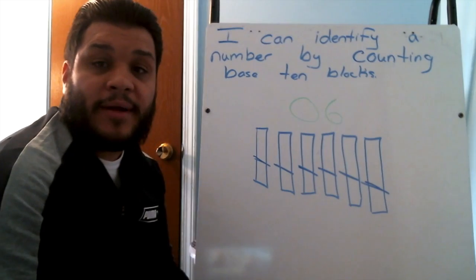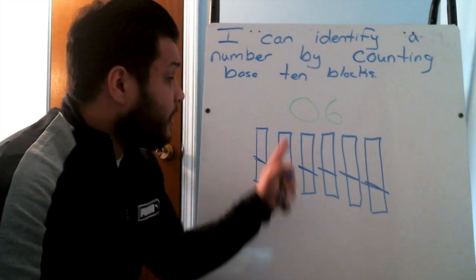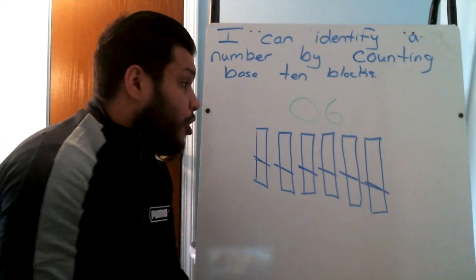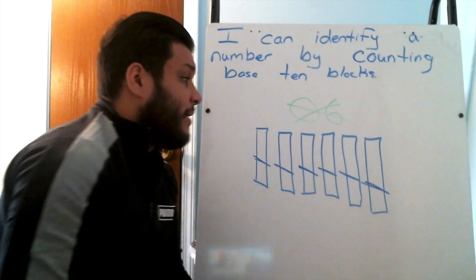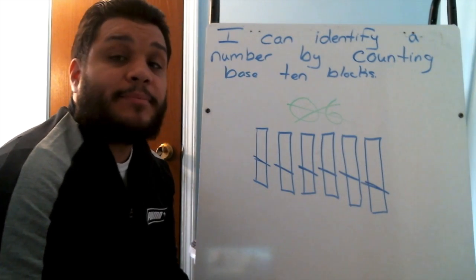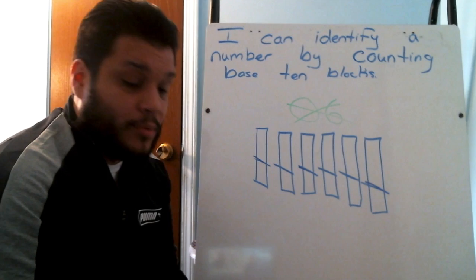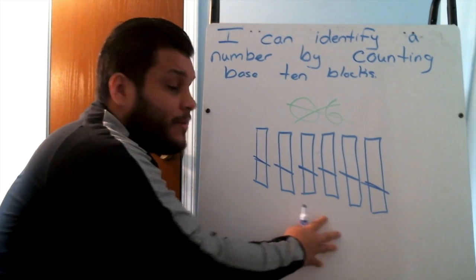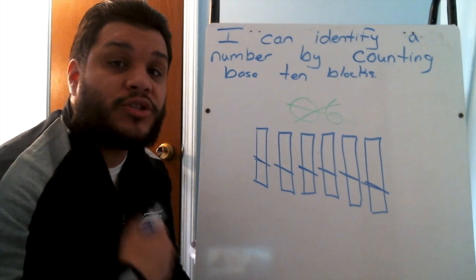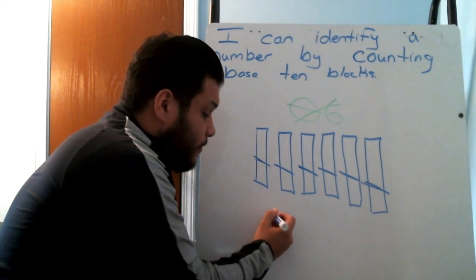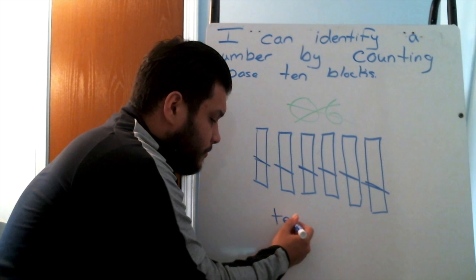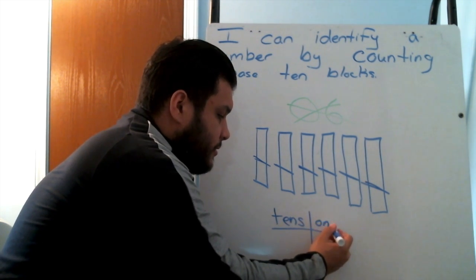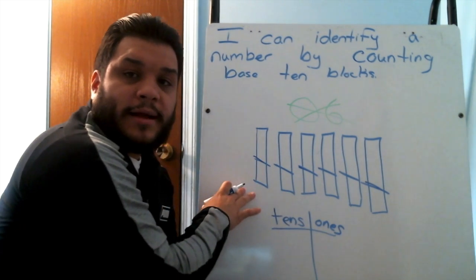Is this how I write the number 60? A 0 in the tens place and a 6 in the ones place? No, that is not how I write the number 60. It is important that we write our numbers in the correct place values, because if we don't put them in the correct position, it changes how much it is worth. So I'm going to put my tens and my ones.